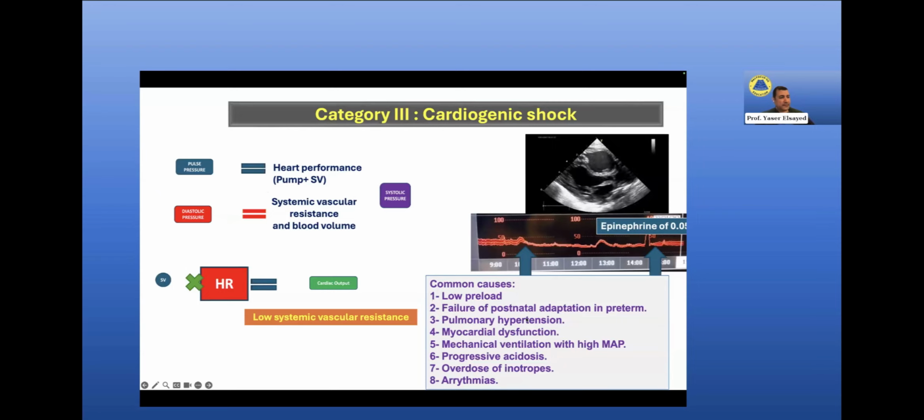Failure of postnatal transition and adaptation, pulmonary hypertension, myocardial dysfunction, mechanical ventilation, progressive acidosis, or overdose of inotropes. So in this condition, you just treat the underlying cause. Overdose of inotropes, you need to stop them, nothing else. In progressive acidosis, you need to correct acidosis, either respiratory or metabolic. For mechanical ventilation, just reduce the mean airway pressure. So just treat the underlying cause, not just give epinephrine or inotrope to correct the condition.